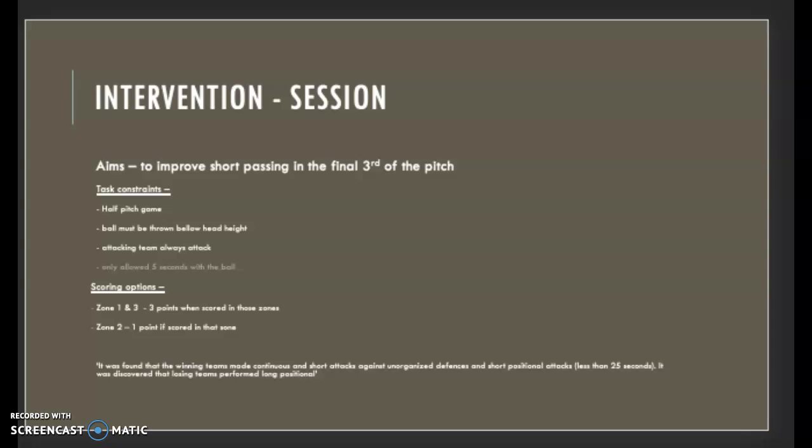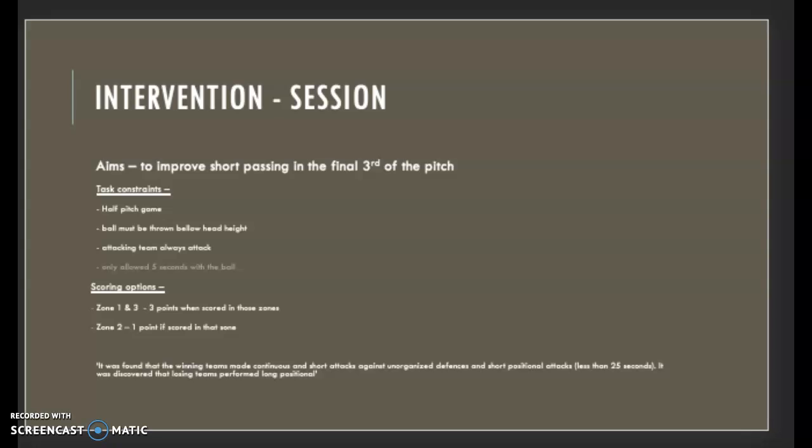So the aim is to improve short passing in the final third of the pitch. It'll be a half game pitch, so they're able to focus on the attacking part of the game. The ball must be thrown below head height. This will encourage the players to move into space and get free for the players to pass to, instead of just throwing and hoping the ball gets picked up by another player.